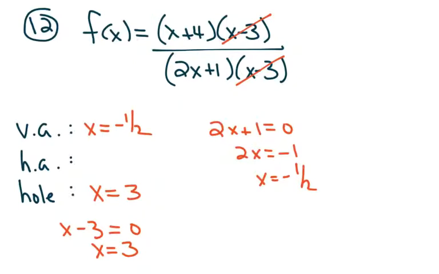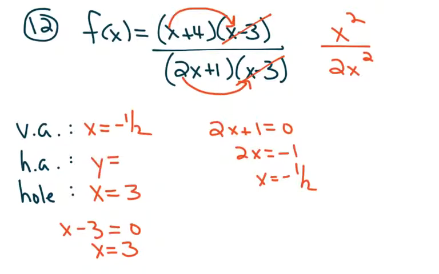To determine a horizontal asymptote, you have to think about what the first term would be if you multiplied this out, because this isn't already multiplied out. If you were to FOIL it, the first term would be x squared in the numerator. And if you were to FOIL this, the first term in the denominator would be 2x squared. Since the highest exponent of x in the numerator and denominator are the same, the horizontal asymptote is going to be y equals the ratio of the coefficients in front of those x's, which is 1/2.